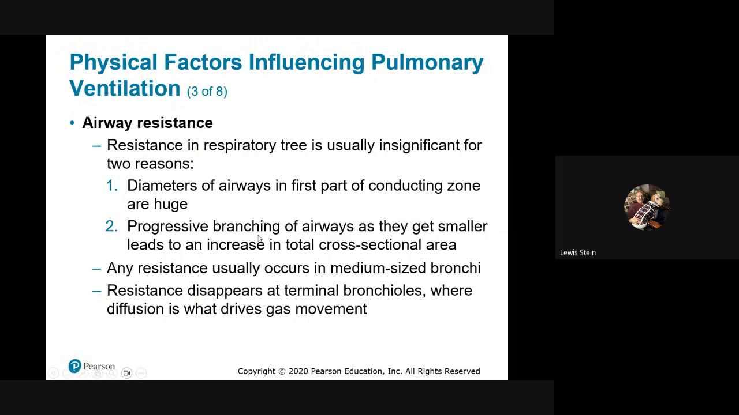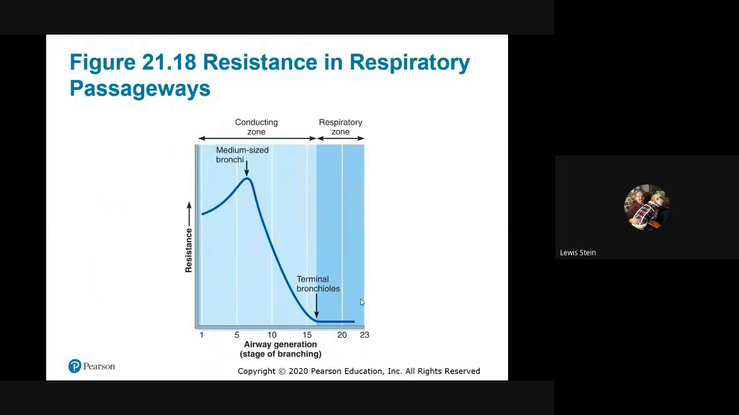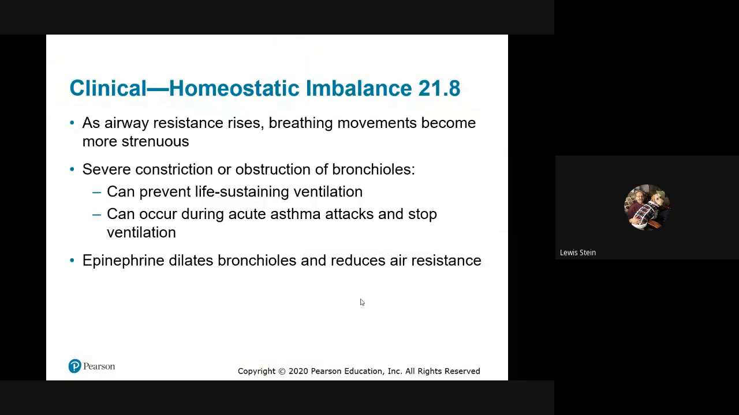Again, it has to do with, as it begins to branch, we have a lot. So any resistance usually occurs in the medium-sized bronchi. It's getting smaller, but then it has to do a lot with the total area that's there. It disappears when we get to what are called the terminal bronchioles. At that point, we don't have to worry about it, because any air that is there, simple diffusion is going to take over, and the exchange will take place. Remember, we demonstrated that graphically before.